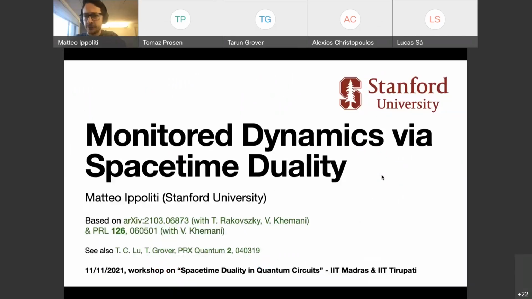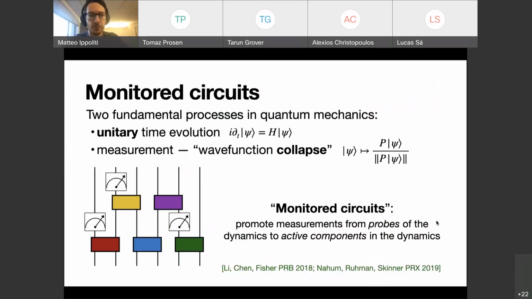nicely with Tarun's talk. There is, again, some overlap, but we're looking at a fairly different angle on seeing some of this monitored physics in circuits with measurements through space-time duality on unitary circuits. It's based on these two references, and also this is Tarun's reference. And then if I have time at the end, I also want to cover another interesting recent development.